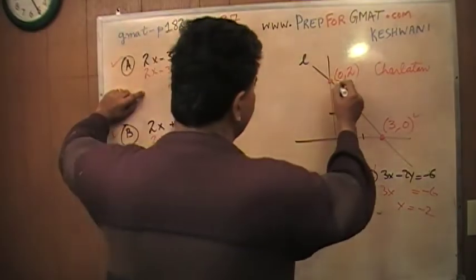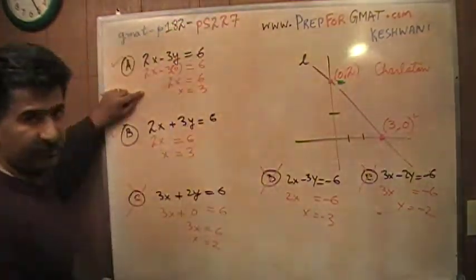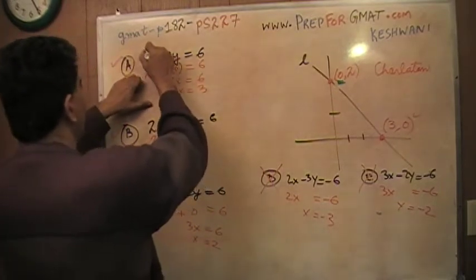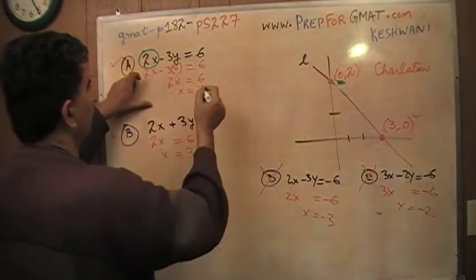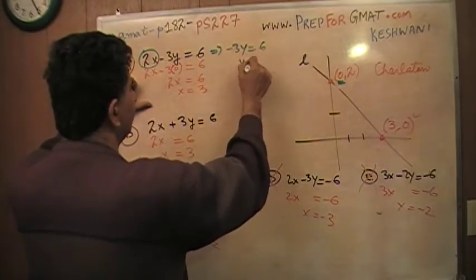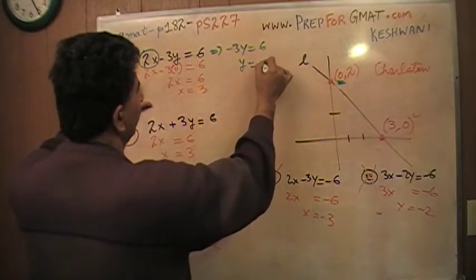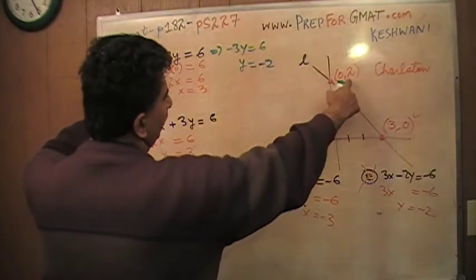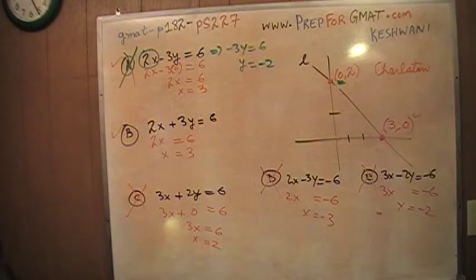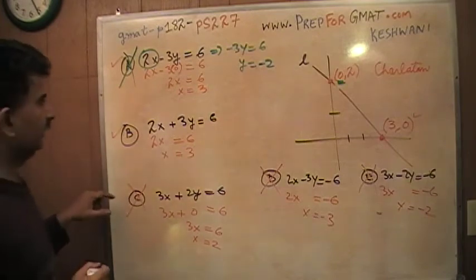Now for the y-coordinate, x has to be 0. So I'm going to substitute 0 for x, and then this quantity drops out. It tells me that -3y equals 6, which tells me that y equals -2. y does not equal -2, it equals +2. This guy turned out to be a fraud, a charlatan, a quack. The answer has to be B.